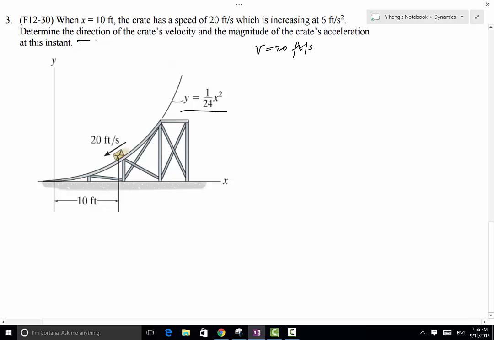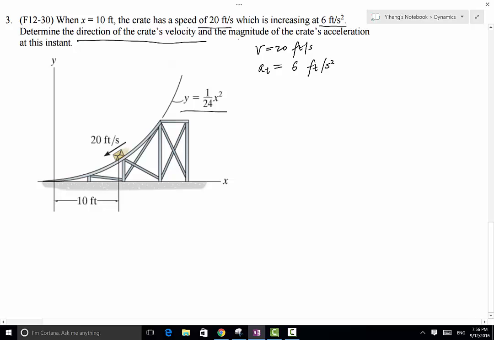And we need to determine the direction of the velocity. Also, its speed is increasing at 6 feet per second squared, and that is basically a_t, the tangential acceleration, because the tangential acceleration is responsible for changing the magnitude of the velocity, while the normal acceleration is responsible for changing the direction of the velocity. So that's what the problem statement gives us.